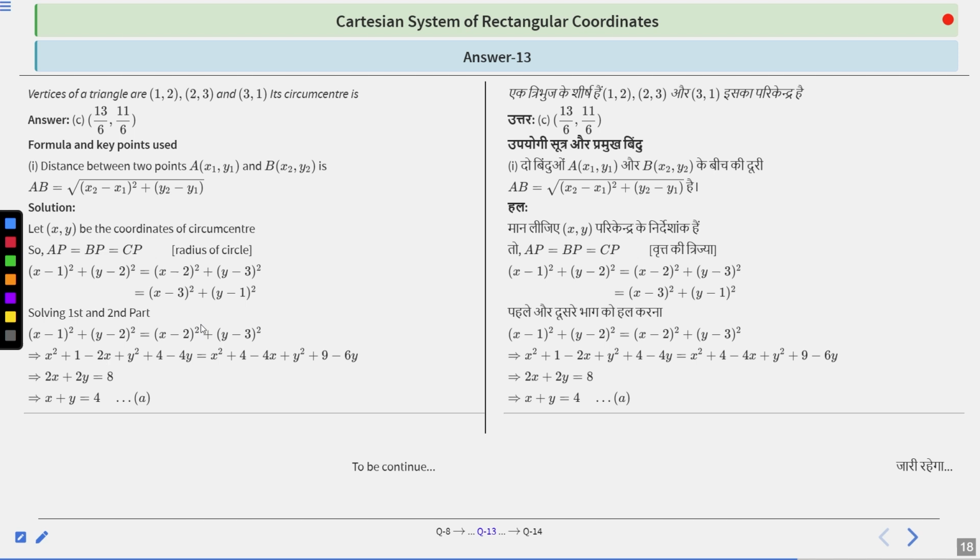you will get x square plus 1 minus 2x plus y square plus 4 minus 4y is equal to x square plus 4 minus 4x plus y square plus 9 minus 6y, which after solving you will get 2x plus 2y is equal to 8. Clear? And x plus y is equal to 4. Equation A, right?